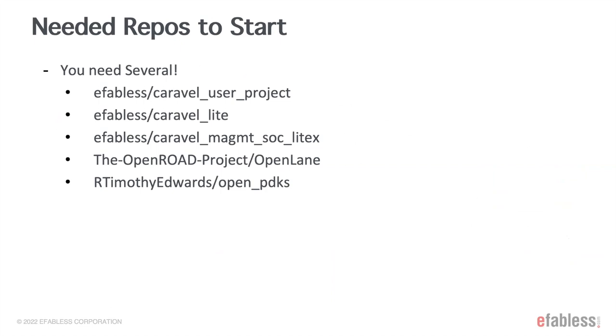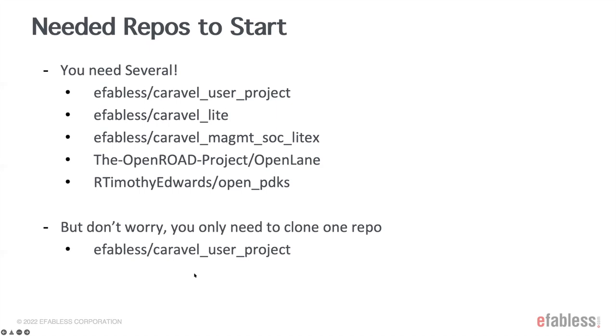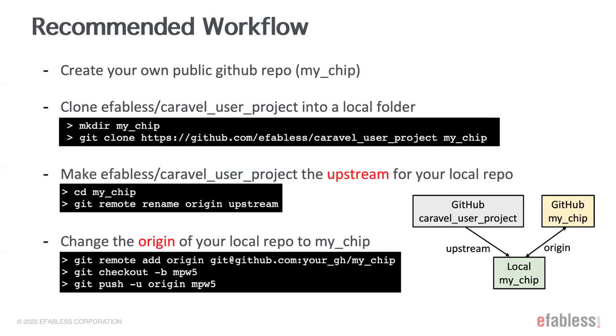To start, you need to have Docker installed, and you need to use several repos, and this includes the Caravel user projects, Caravel Lite, Caravel Management SoC, LiteX, as well as OpenLane, and finally the OpenPDKs. You don't really need to clone these to start, because we made this easy for you through some makefiles. The only thing that you need to do is clone the Caravel user project and run some make targets that will install the rest for you and prepare your environment for the implementation.